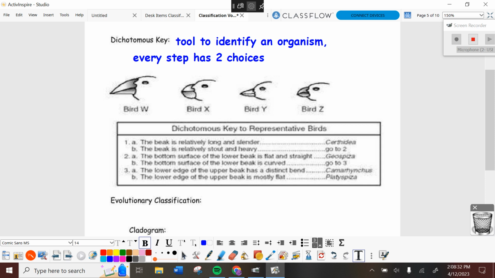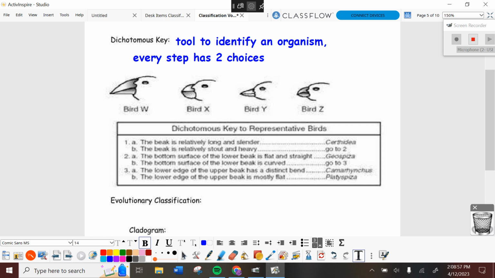So if we're looking at bird W, if you can't see up here on the board, just look along in your own pictures. 1A says the beak is relatively long and slender, or the beak is relatively stout and heavy. Is that beak long and slender, or is it stout and heavy? It's stout and heavy. So what does it say to do? Go to 2, right? Let's see what 2 says.